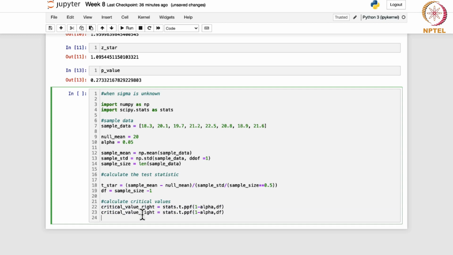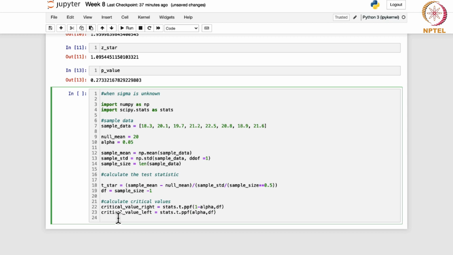So let me just mention that. Left-tailed, it would be just alpha. As I've explained the reasoning earlier also, it will find the score that corresponds to the cumulative probability from the left side. So it is finding the t-score here.